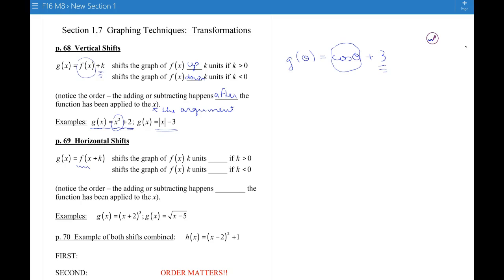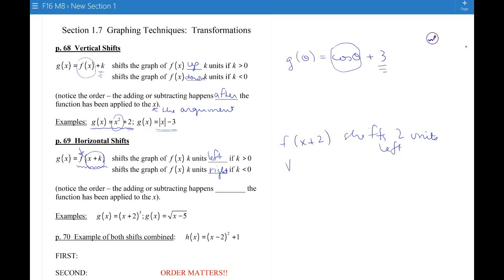So a different thing happens if you add or subtract a number before you apply the function. So this is the one that I really always have to think about. How I remember it is, it goes backwards from how it seems like it should. So if you add something to x before you apply the function, it shifts the graph left if the k is positive. So f of x plus 2 shifts 2 units to the left.